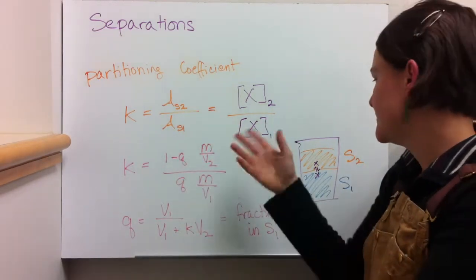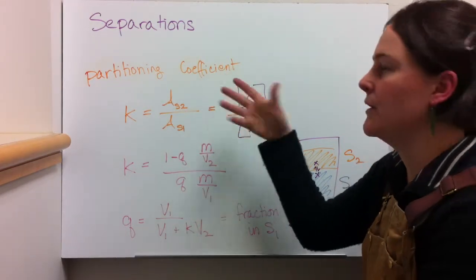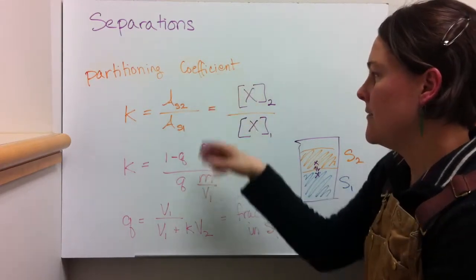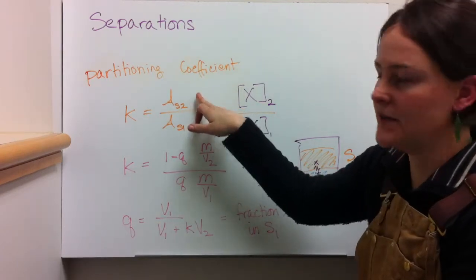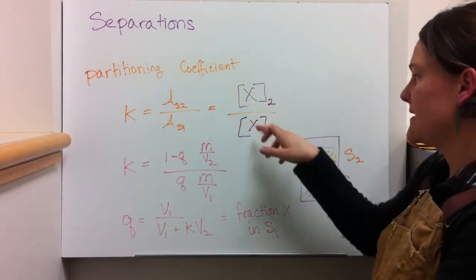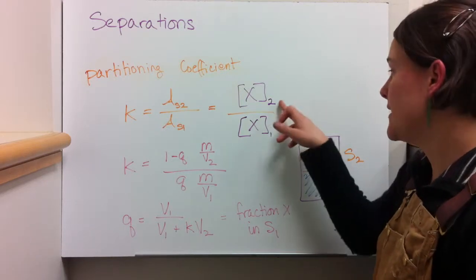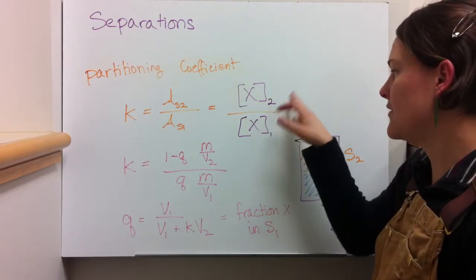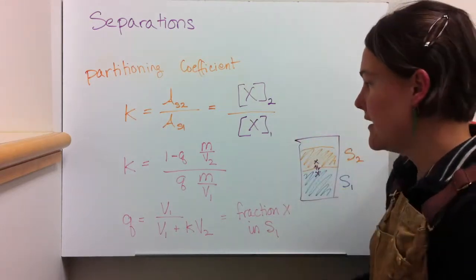So basically the way we describe that is the activity of X, your salt or whatever solute it is, in phase 2 over the activity of that in phase 1. So let's think about this as X: the concentration of X in solvent 2 over the concentration of X in solvent 1.